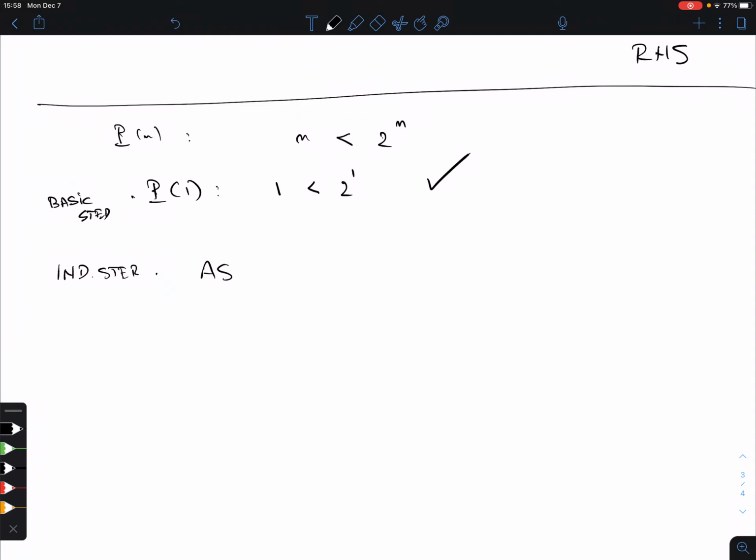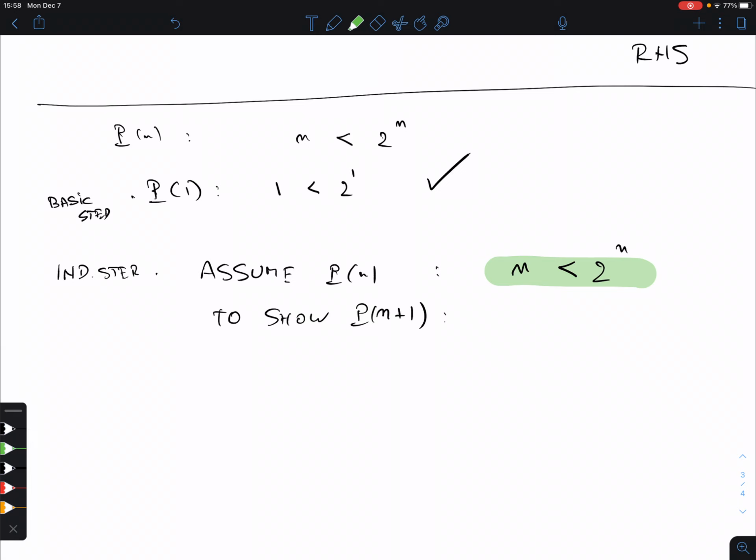Well, assume Pn to show Pn plus 1. Do this, take the time to write this out. Don't just write out what Pn is. Just write it down this way so that you don't make mistakes. Okay, assume that this is true. That's Pn. So again, this is something we can assume.